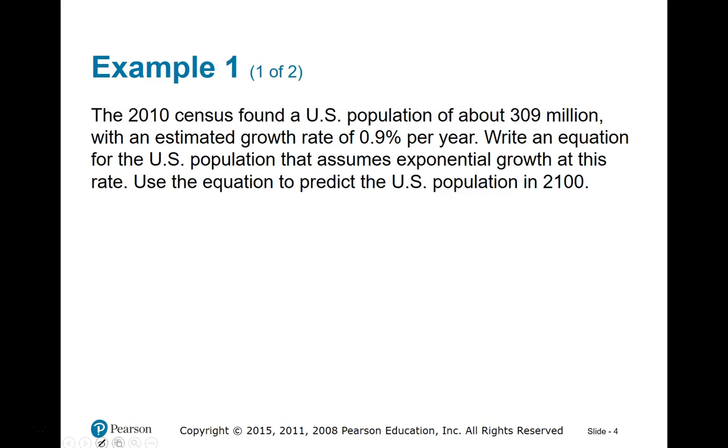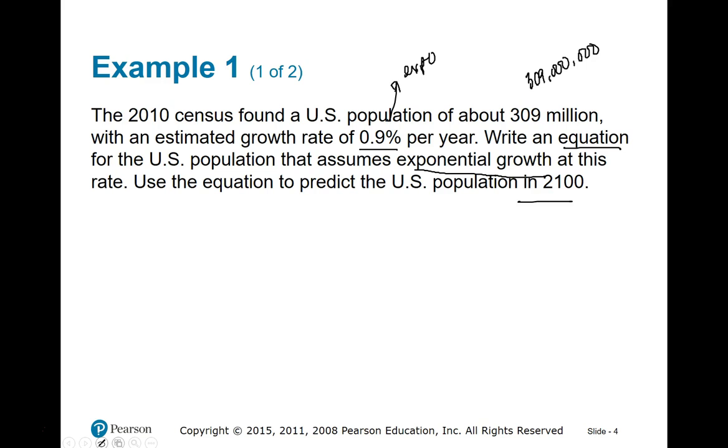Here's an example. The census in 2010 found the U.S. population to be 309 million. So million, it's going to have 6 zeros after it. The estimated growth rate is 0.9% a year. We want to write an equation for the U.S. population that assumes exponential growth. If something's growing by a percent, that means you're talking about an exponential. We're going to use that equation to predict what the population would be in 2100.